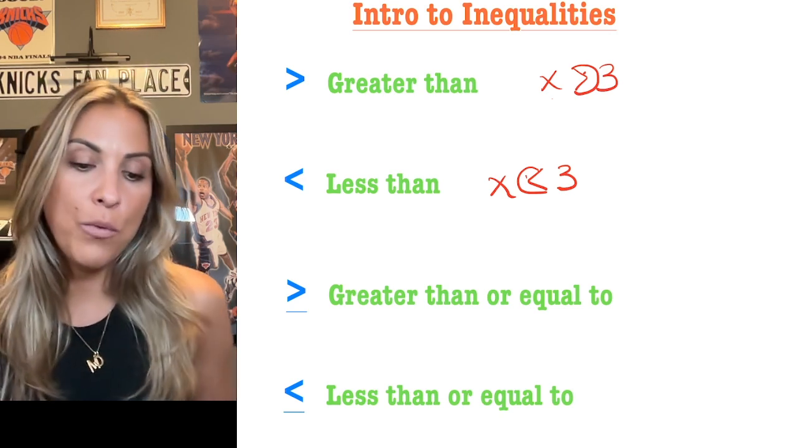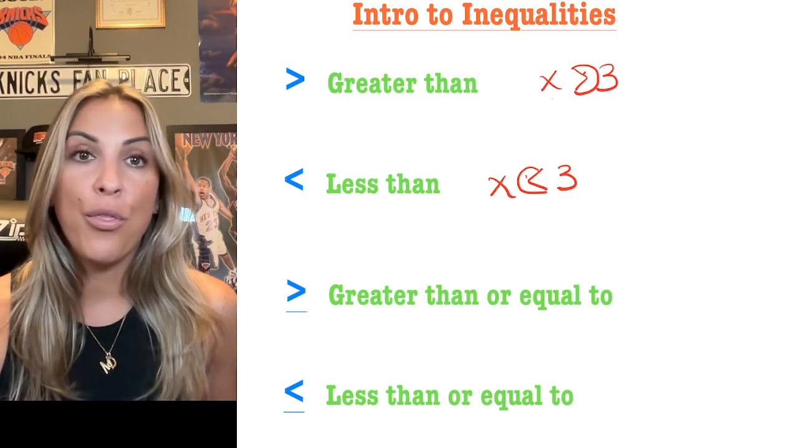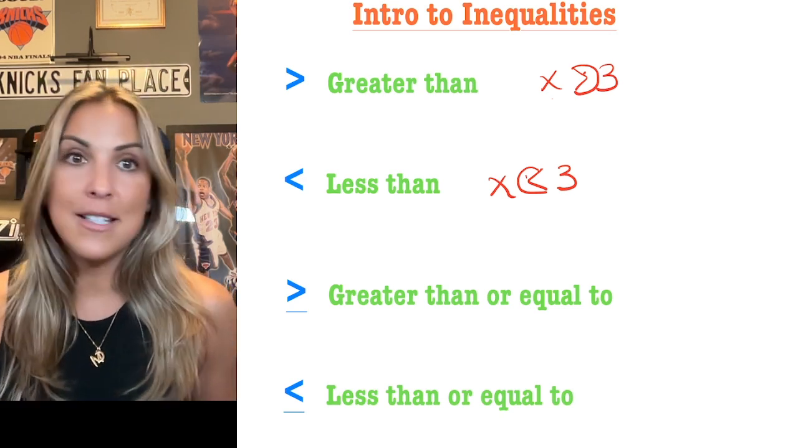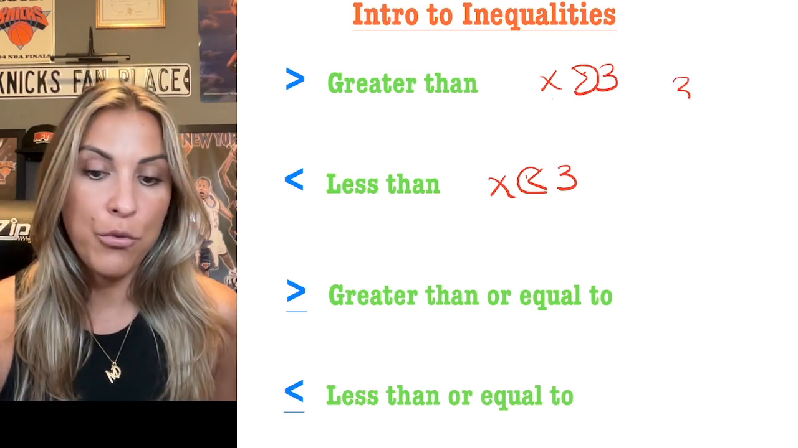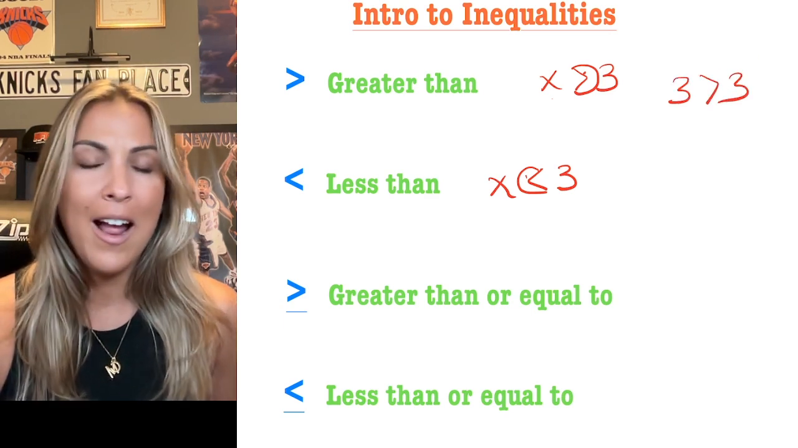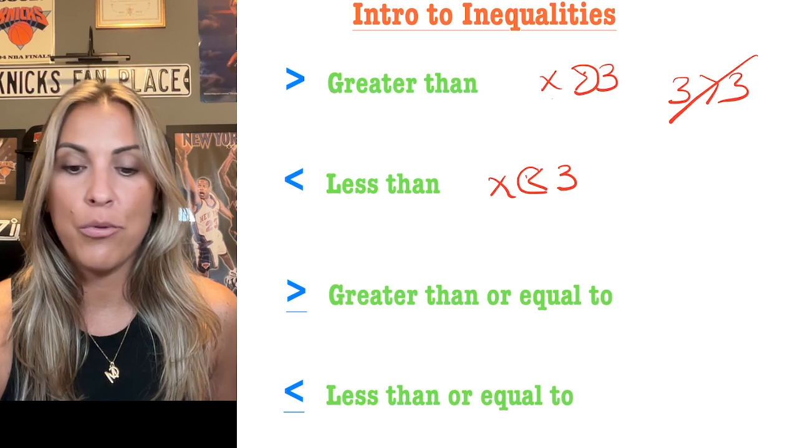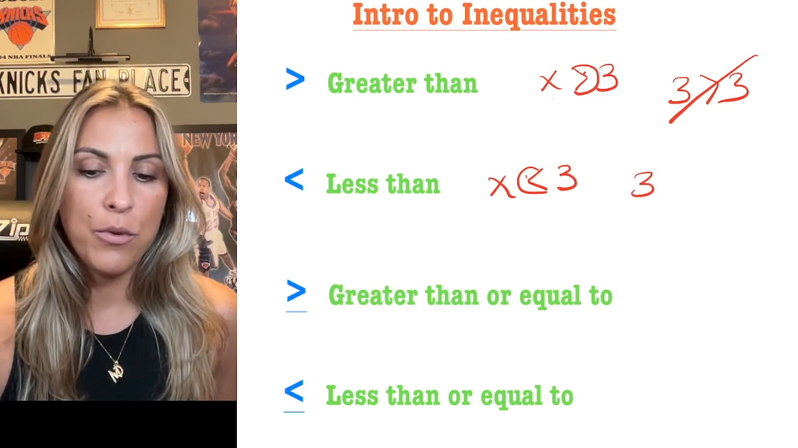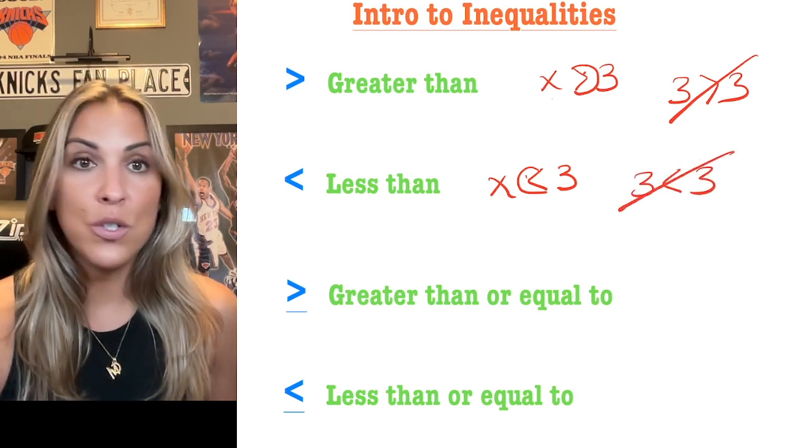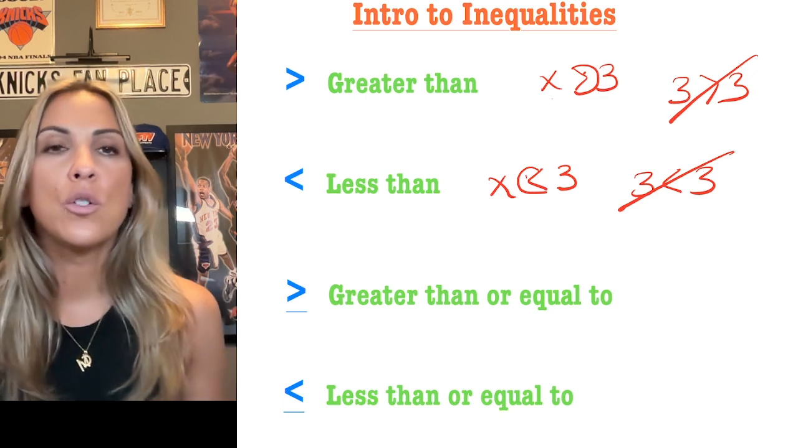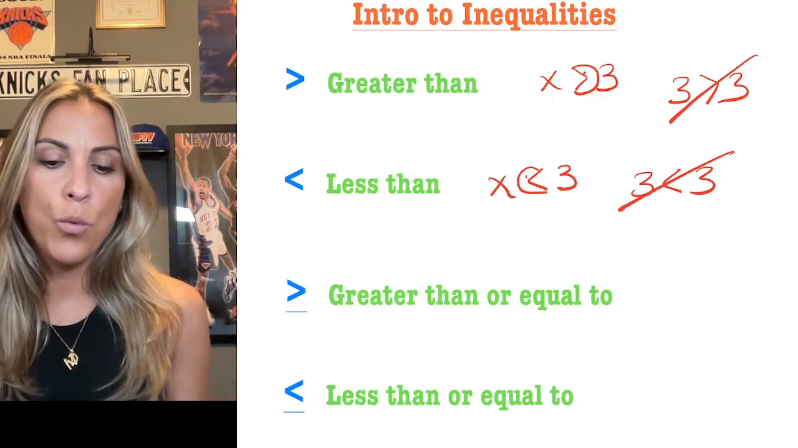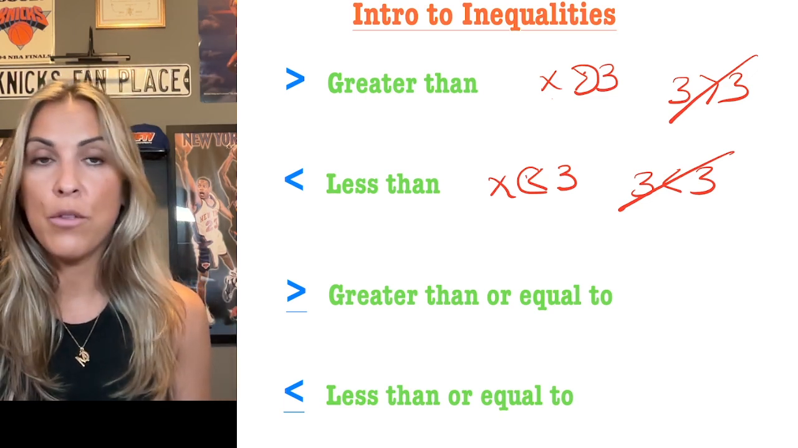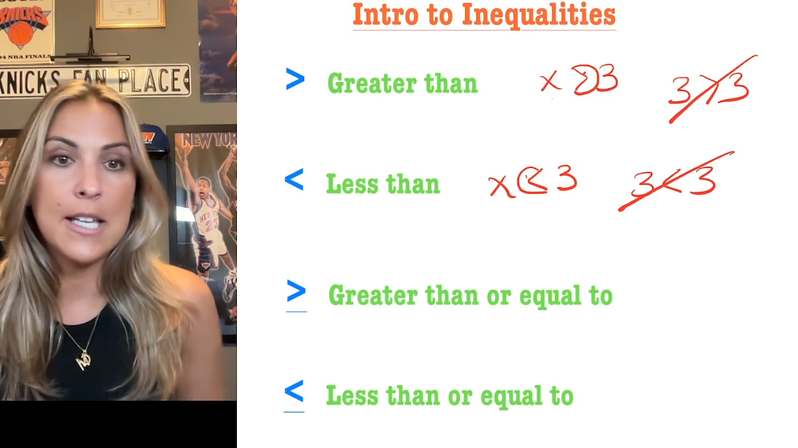It's important to note that in both of these inequalities, 3 itself does not work, right? If I was to write 3 is greater than 3, that's not true. 3 is not bigger than 3, right? And if I did it in this one, 3 is less than 3, that's also not true. 3 is not less than 3. So the numbers that made these inequalities true were all the numbers that were bigger than 3 for the first one and less than 3 for the second one.